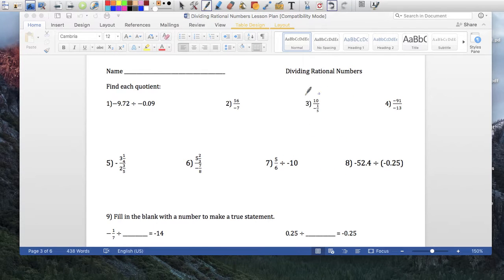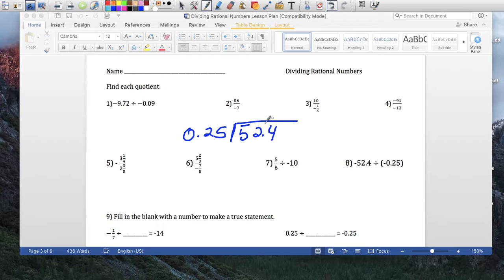That's simple. 7, I'm going to skip because that's simple. Just put this over 1, right? And then change it to a multiplication problem. This one, okay, let me write it down. So it's 52.4, and I can divide that by 0.25.